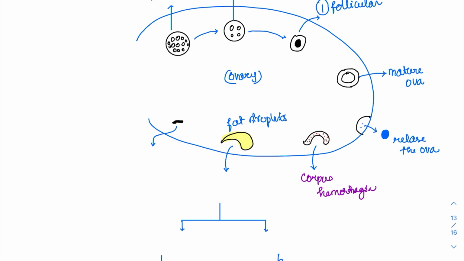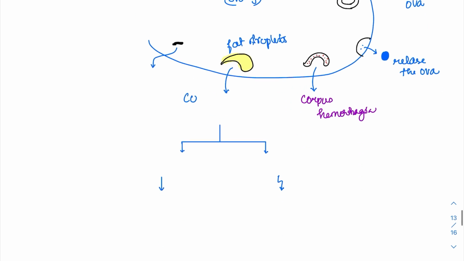These fat droplets are called corpus luteum. Luteum is the term used for fat droplets of yellowish color. So the corpus luteum is a little whitish in color because of these fat droplets, and then finally they will form a scar tissue. This corpus luteum can go to two different forms depending upon the occurrence of fertilization.